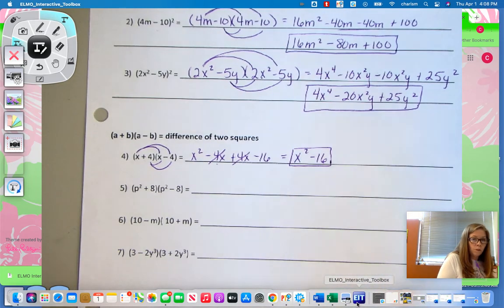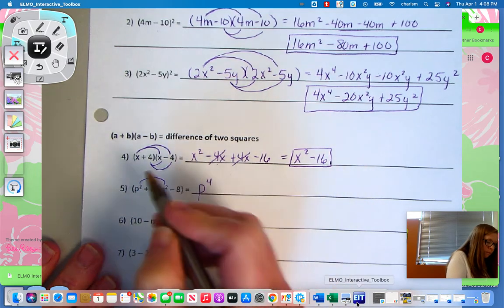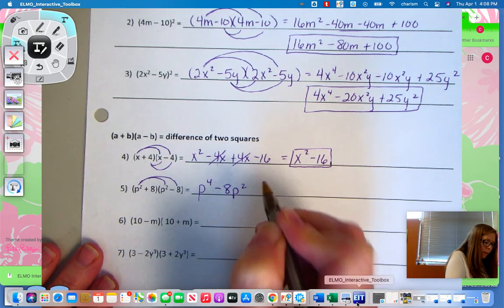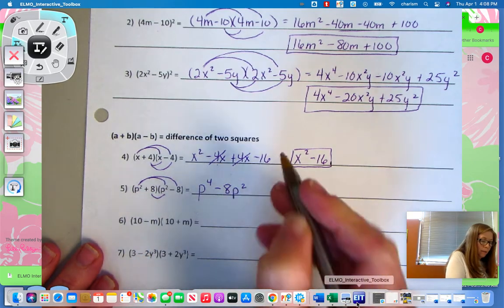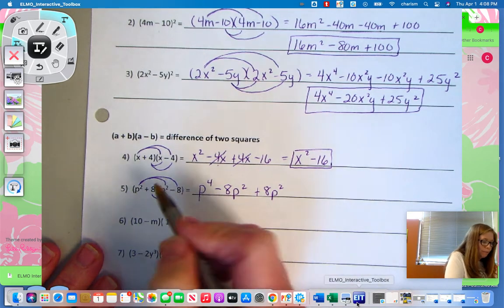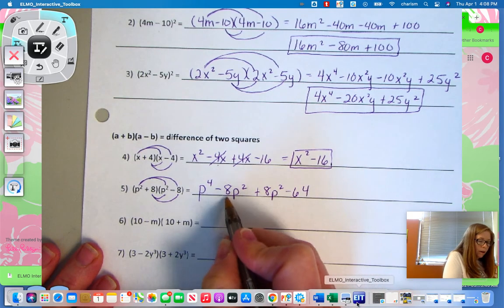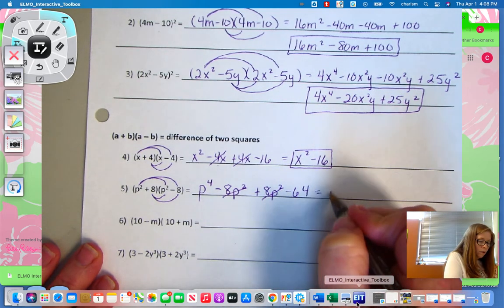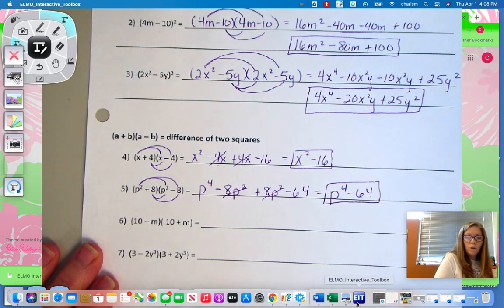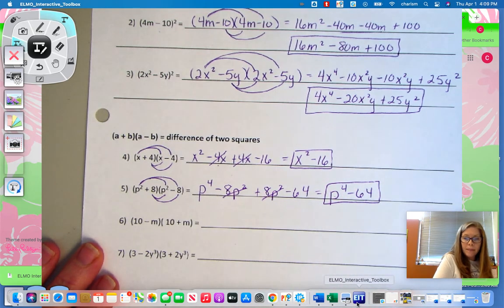Watch number 5. P squared times p squared is p to the 4th. P squared times negative 8 is a negative 8p squared. And then we do the positive 8 times p squared. You see those opposites right away, don't you? Do you see them? So fun. And then 8 times negative 8 is a negative 64. So there they are. There's the opposites. Goodbye. And you get p to the 4th minus 64. That is the difference of two squares. Perfect square, subtraction sign every time.